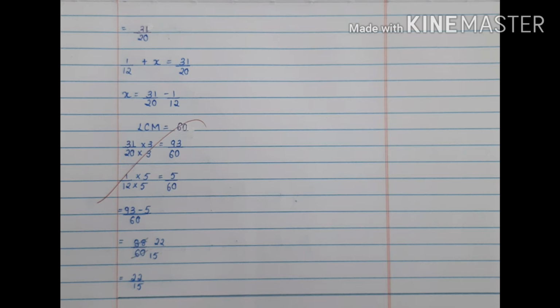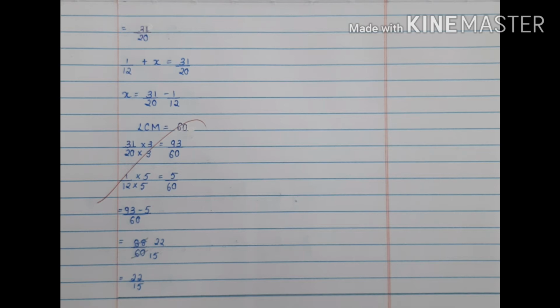So both the numbers' denominators are not equal. So in this case again we find the LCM. You get its LCM as 60. So we have learned that we must multiply the denominator with a number as well as the numerator. So 20 into 3 gives us 60. So we must multiply 3 with the numerator 31, which gives us 93. So it becomes 93 by 60.